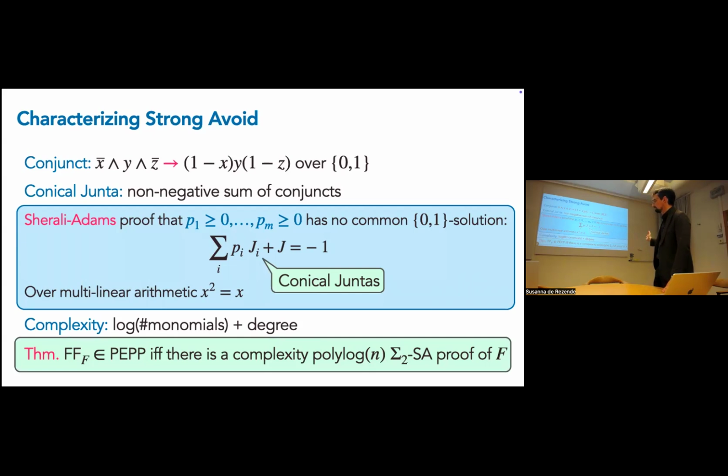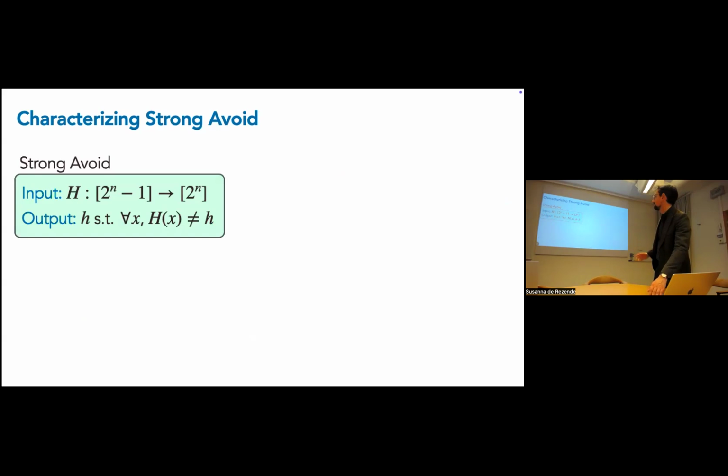Yeah, and the theorem that we're going to prove is that there's a polylog complexity Sherali-Adams proof of a formula if and only if the false formula problem is reducible to strong avoid. So remember that strong avoid was, just given a map where the range is 1 more than the domain, you want to output a hole that's not mapped.